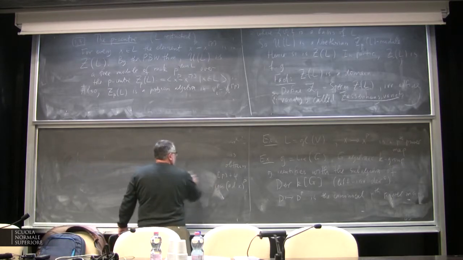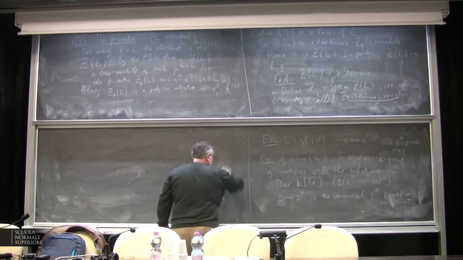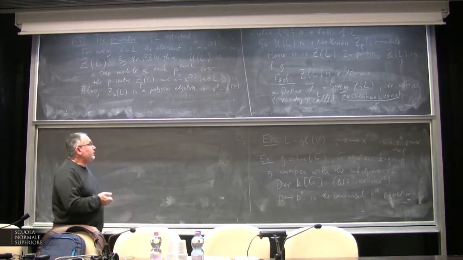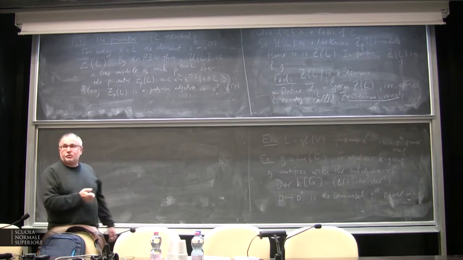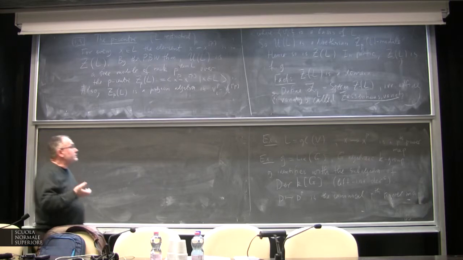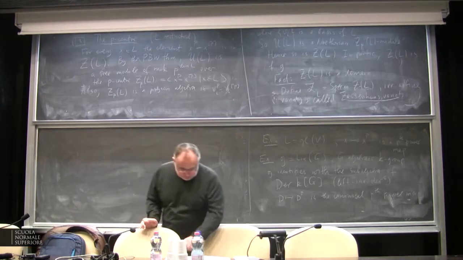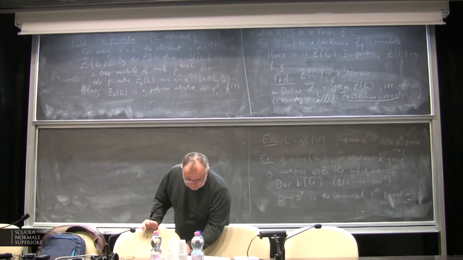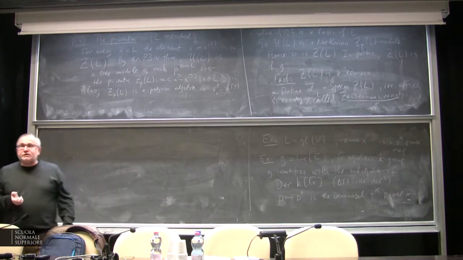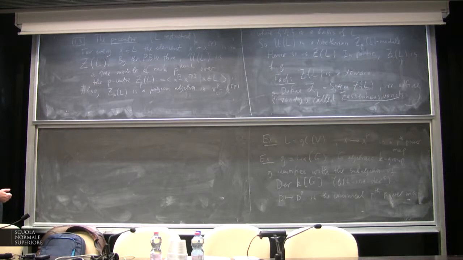Dimension is equal to dimension of L. Yes, its dimension is equal to dimension of L, because it is actually a finite module over Zp of L, and the dimension of Zp of L is equal to dimension of L. So I will also need some extensions of the enveloping algebra.